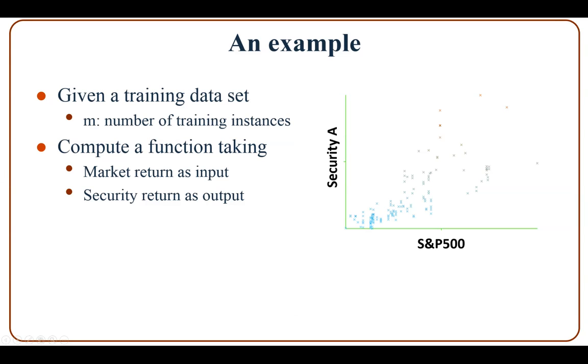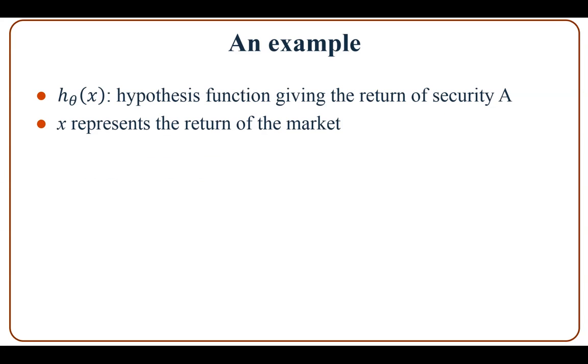Now let's look at an example. Given a training dataset with m training instances, and there are market returns of S&P 500 and the security return. The task is to compute a function that takes the market return as input and the security return as the output. Now let's call h of x parameterized by theta the hypothesis function giving the return of the security A. And x here is the return of the market.